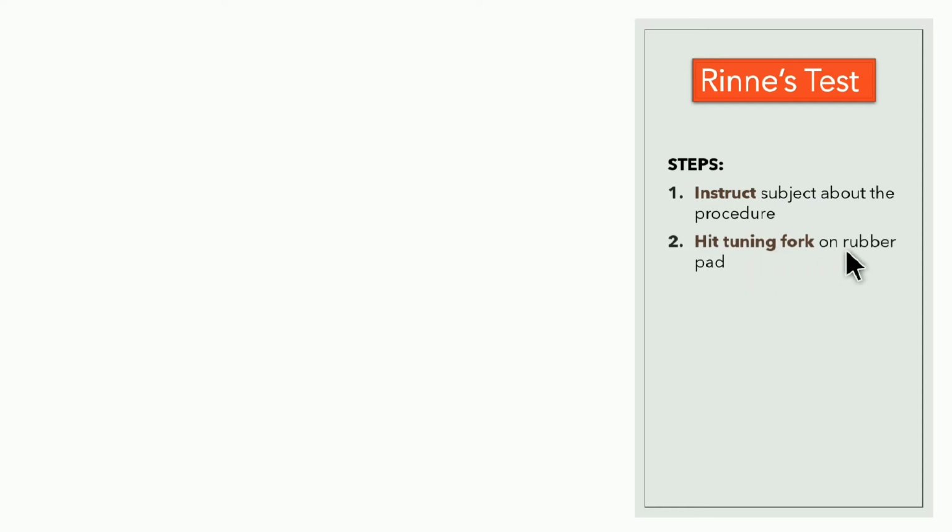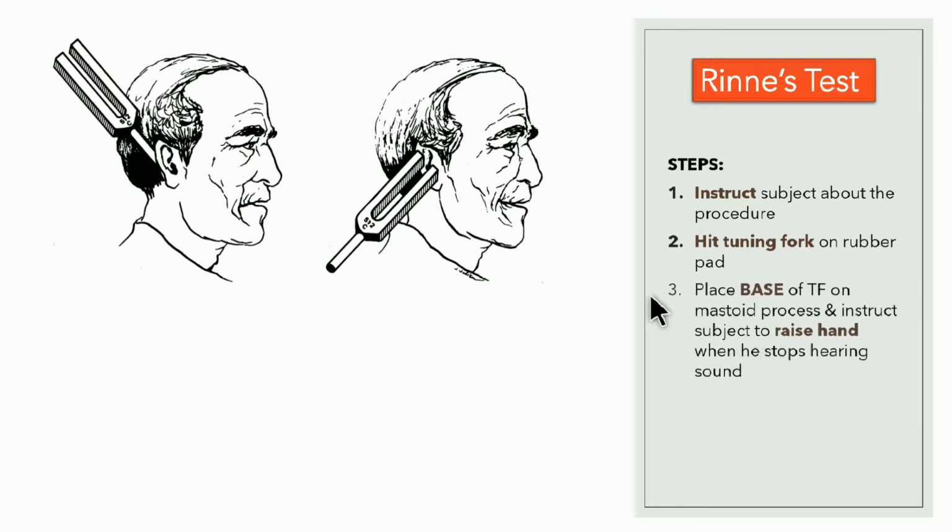Second, hit the tuning fork on the rubber pad. As I mentioned, how to hold the tuning fork and how to hit and set up the vibrations on the tuning fork. Third step, you have to place the base of the tuning fork on the mastoid process. The mastoid process is the bony process behind the ear. So behind the ear, if you feel, you can feel the bony prominence. That is known as the mastoid process. You have to place the base of the tuning fork on the mastoid process and ask the person to raise the hand when he stops hearing.